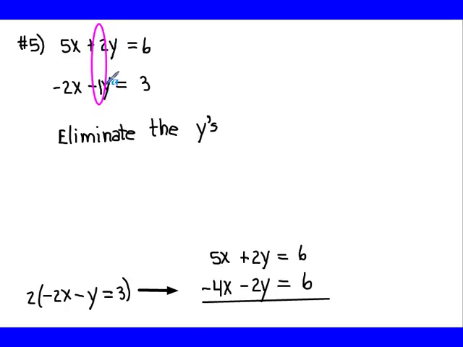So in order to eliminate the y's, I have to multiply the second equation by 2. So when I multiply the second equation by 2, I end up with negative 4x minus 2y is equal to 6. And now on this line right here, where you see my pointer, this is the first equation.